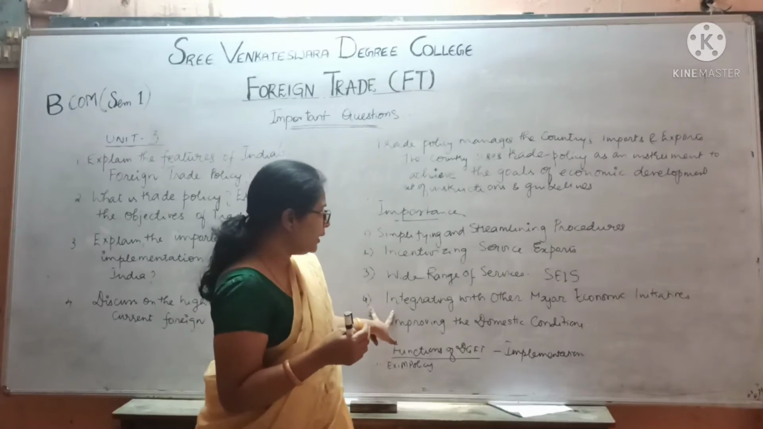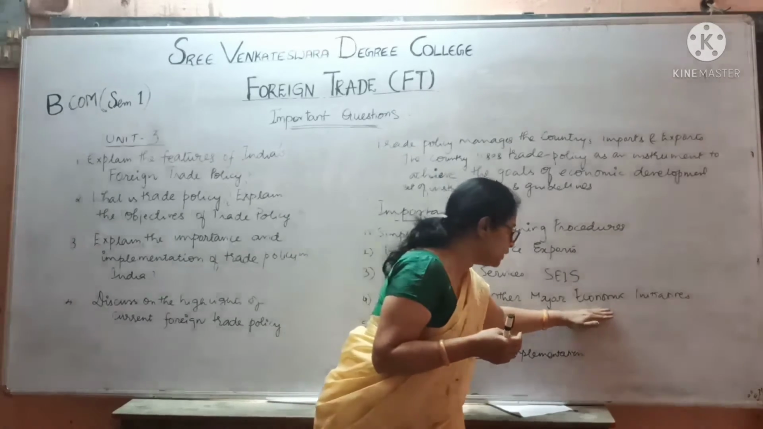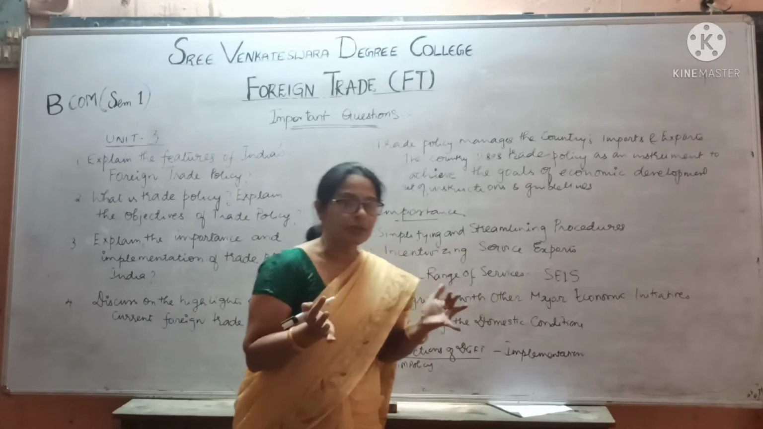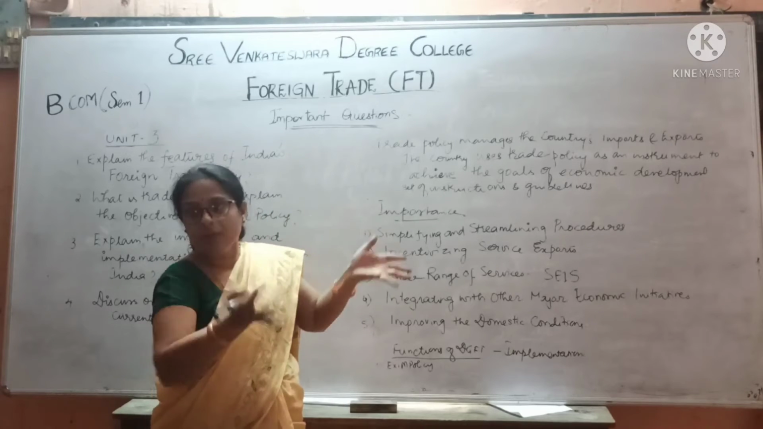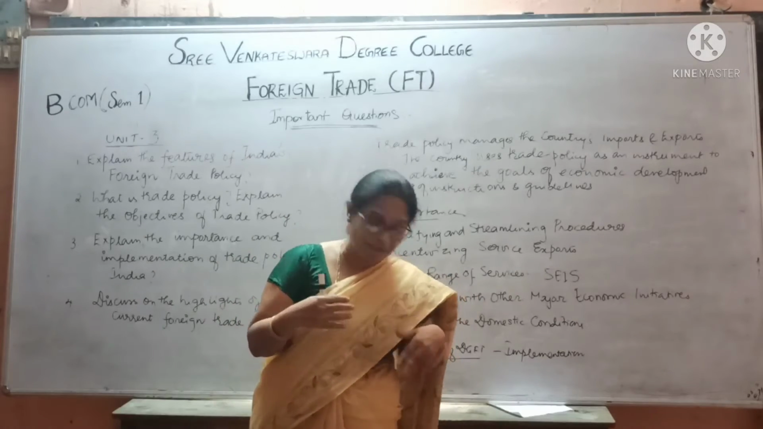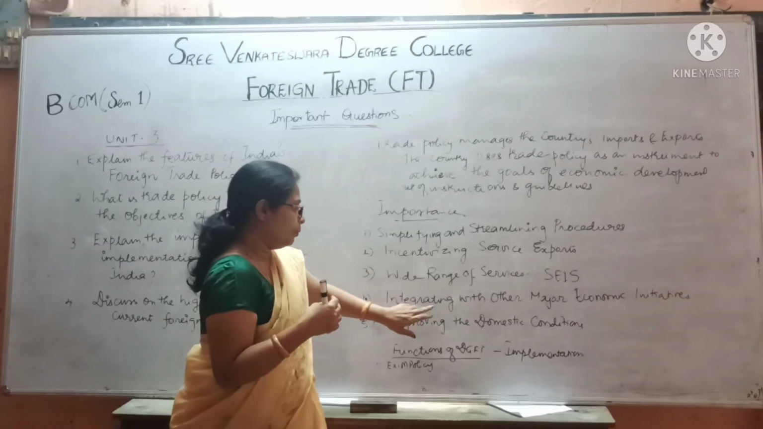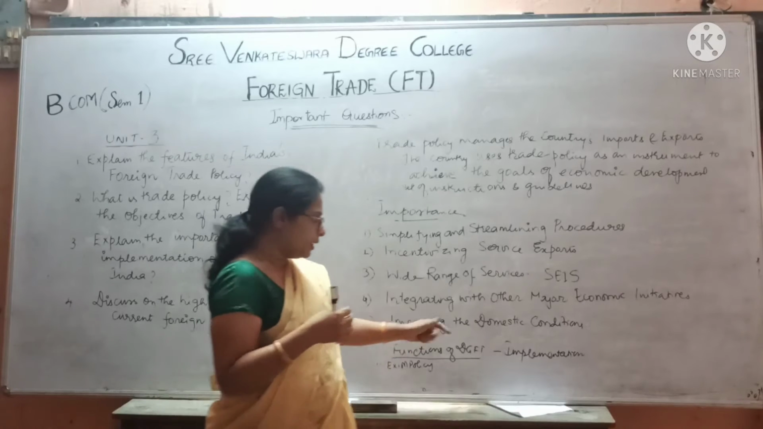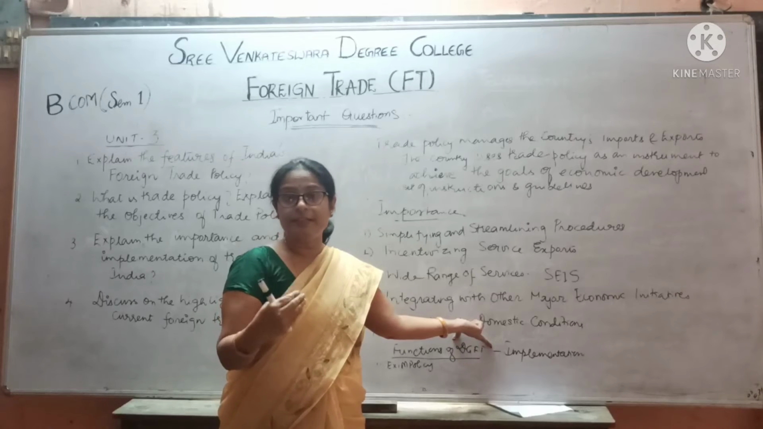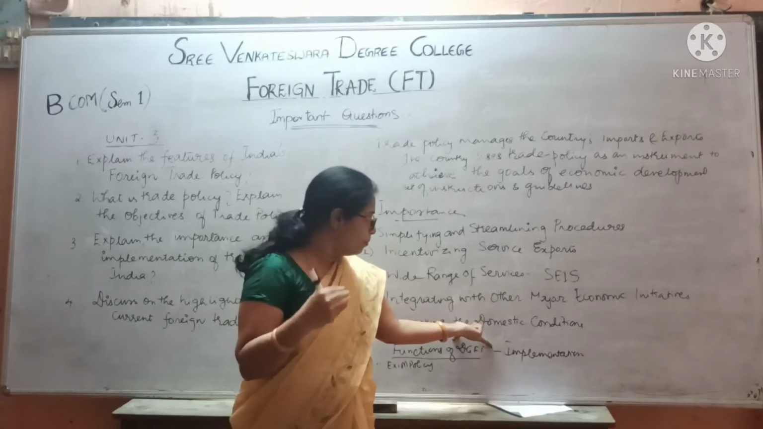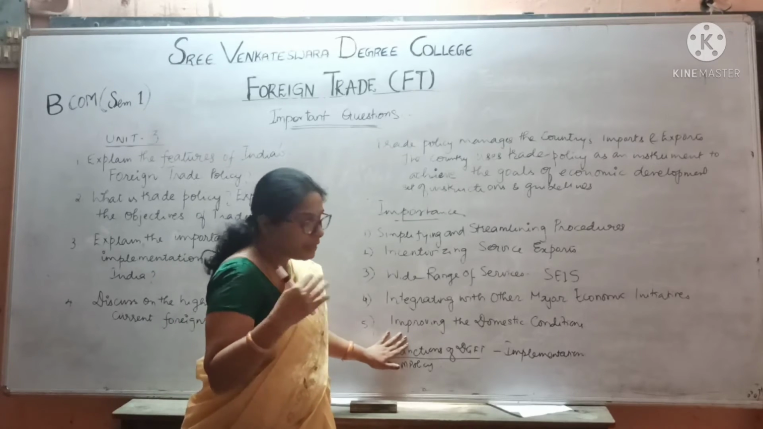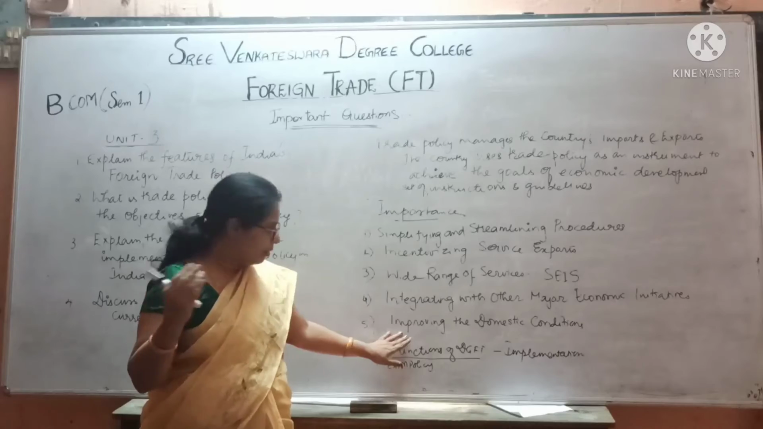Then fourth point, integrating with other major economic initiatives. What is the ultimate goal of trade policy? To improve our fame and name, focus in global markets, which is definitely going to take care of our economic development. That you have to provide in this point. Improving the domestic conditions, because we need to meet the competitive standards required for global markets. If you take care of those conditions, then we can match the requirements of the global market.